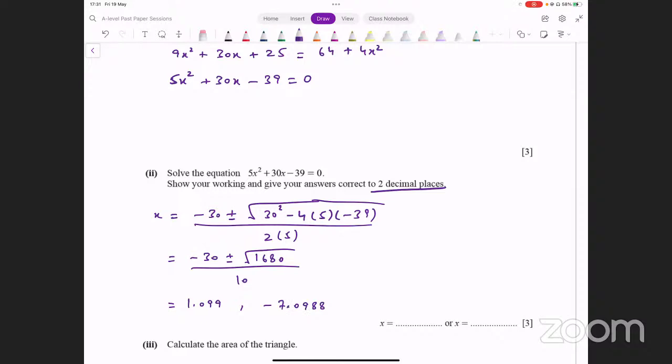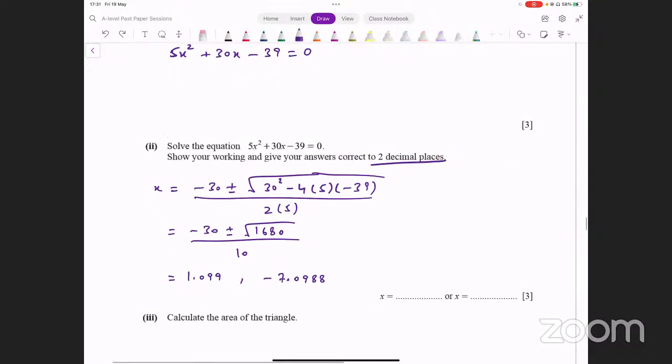Okay, लेकिन उसने अब क्वेश्चन में क्या कहा है? 2 decimal places. अब आंसर लिखेंगे तो राउंड ऑफ करके लिखेंगे 2 decimal places पर. 1.099, what would that become? That will be 1.10 to 2 decimal places. What about this one? ये भी ऐसे होएगा या क्या हो जाएगा? Minus 7.10. These are the two answers that we get from this. This is the final result.